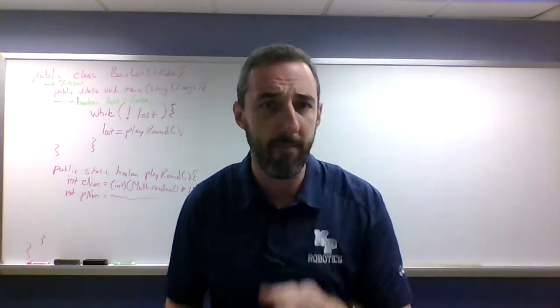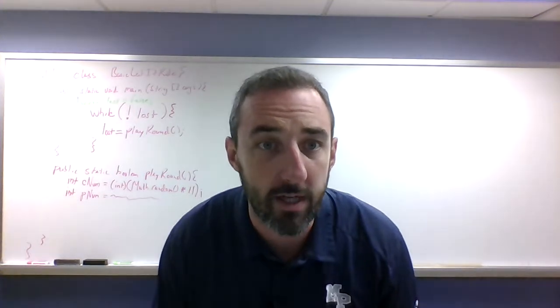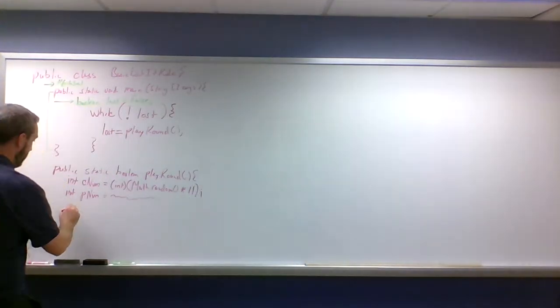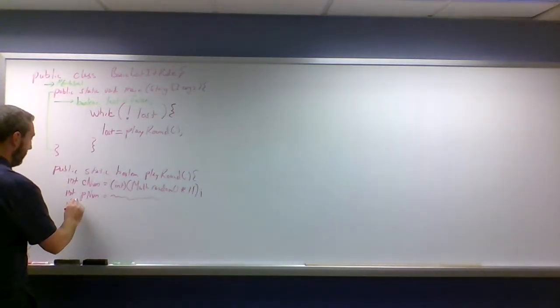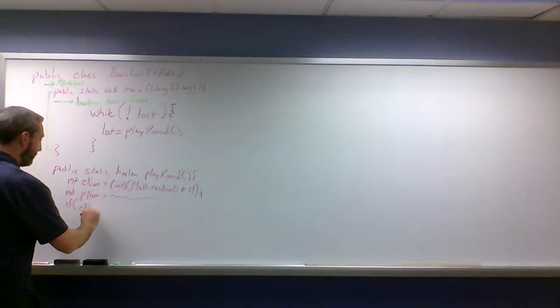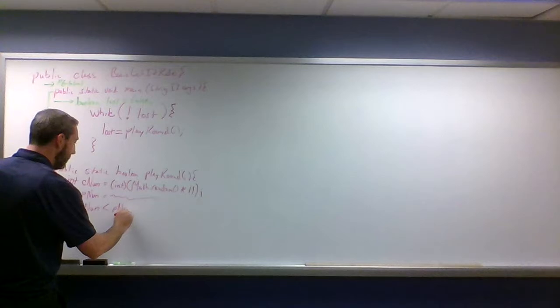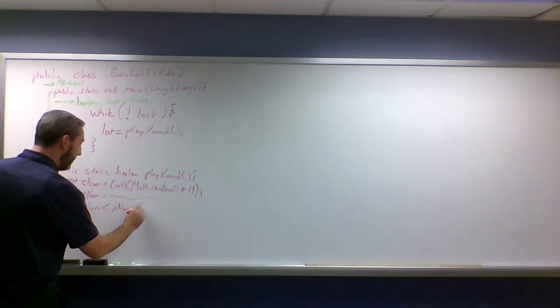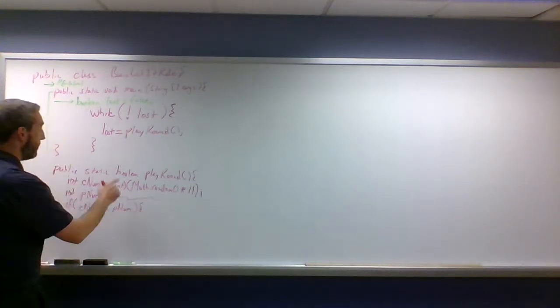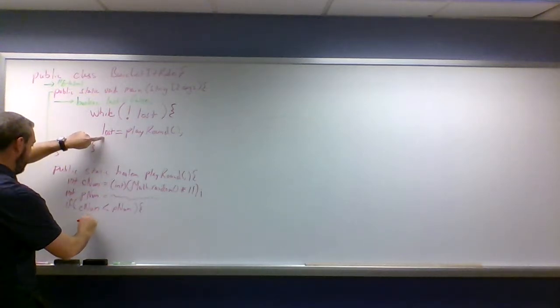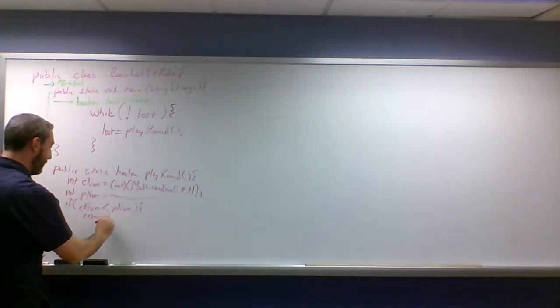Now, I lose if my number, I've got to check the rules again. If the player is less than the computer, the player wins. So if the computer is less than me, it wins. Well, this is pretty easy. If the computer number is less than the player number, I lost. And if I lost, what should I do? Well, I've got to return something. I should return true. It means I lost.